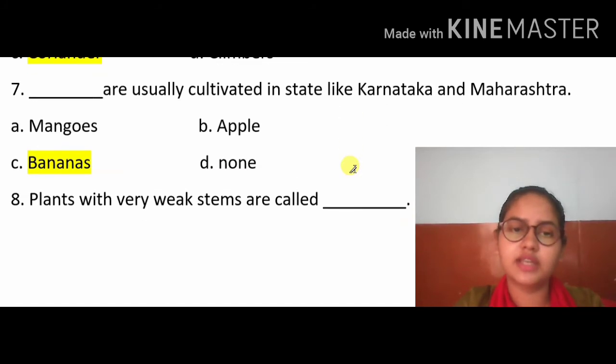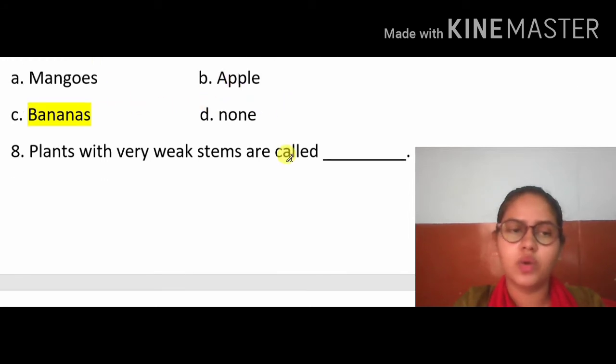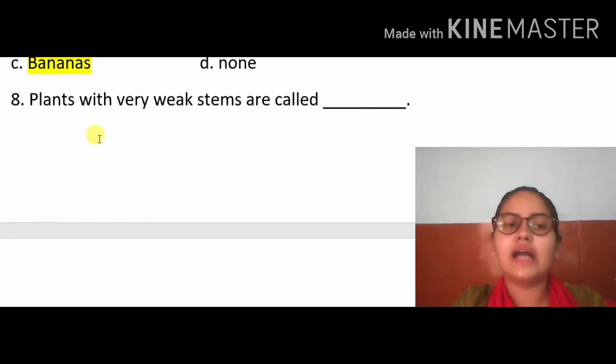Which kind of things are cultivated? Bananas are usually cultivated in states like Karnataka and Maharashtra. Okay, remember all these things because these all are important for you. Now, plants with very weak stem are called dash.